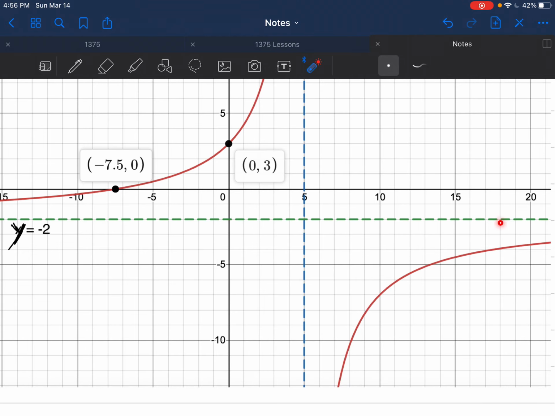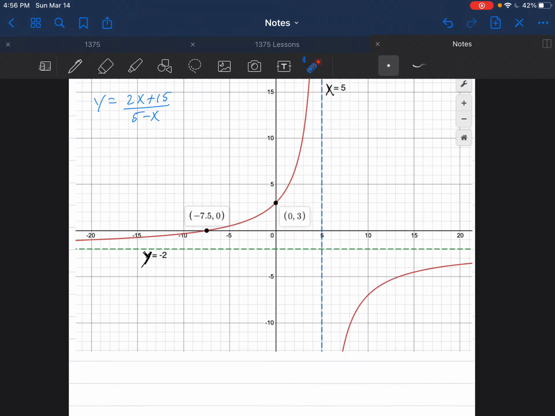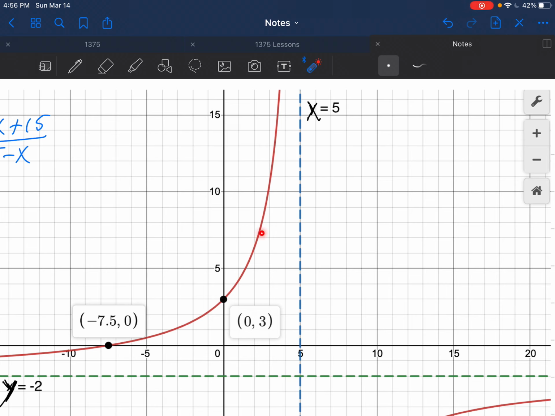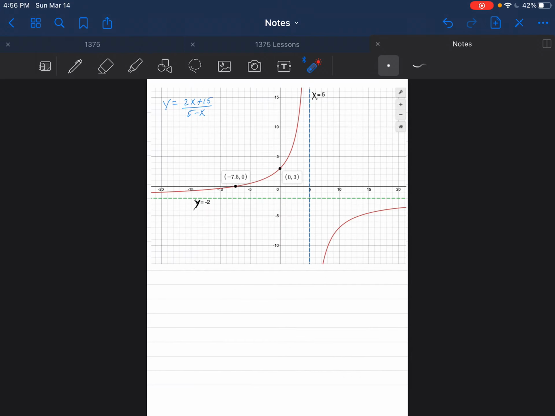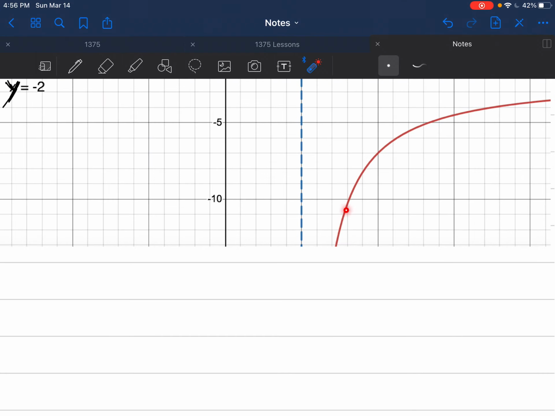You're going to see it approach this value. And as you travel along the right over here, you're going to see this go up very, very high. It's going to get close to x equals 5, but it's never going to hit x equals 5. It's never going to reach that.